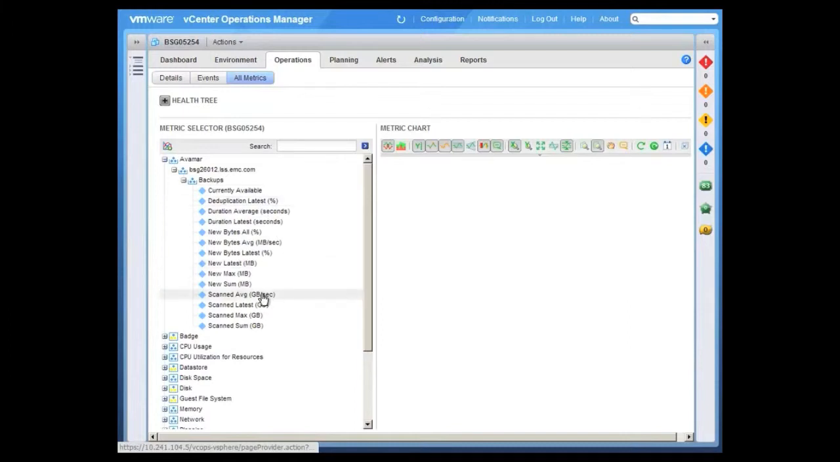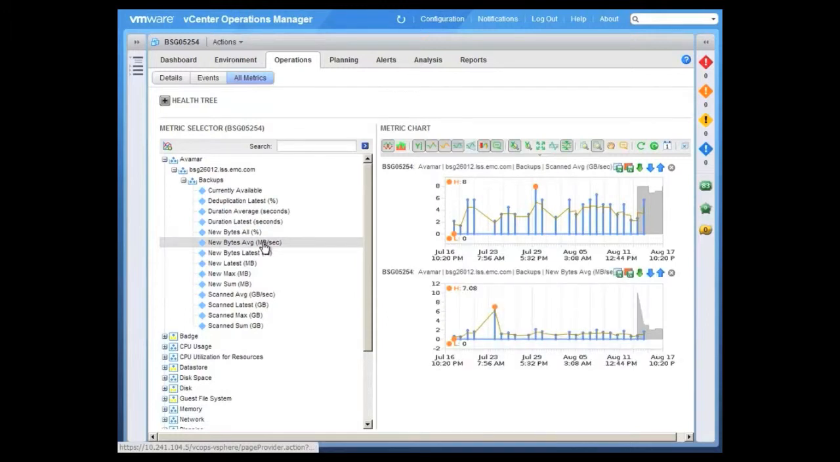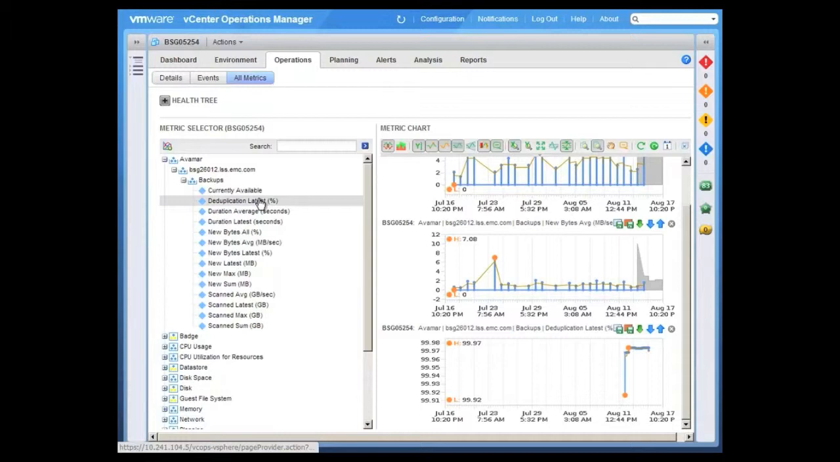The next piece we're showing here are the metrics. Notice how we have a lot of Avamar metrics that are all alongside the virtual machine metrics that already exist in vCenter operations. So the first two that we're looking at here would be the scanned or protected gigabytes, along with the new bytes that's in megabytes. So as we scan somewhere around 6 gigabytes a second, we're actually protecting only about 2 megabytes, and that represents the deduplicated space that the backup grid is actually going to store.